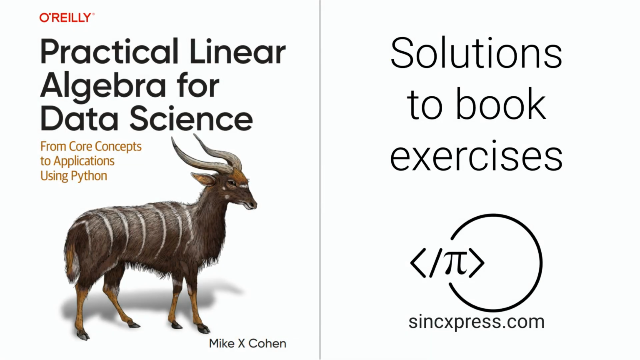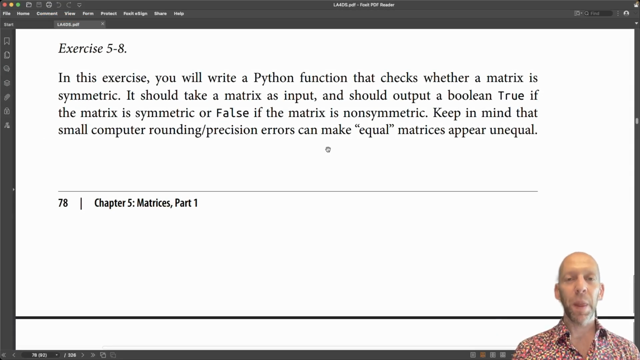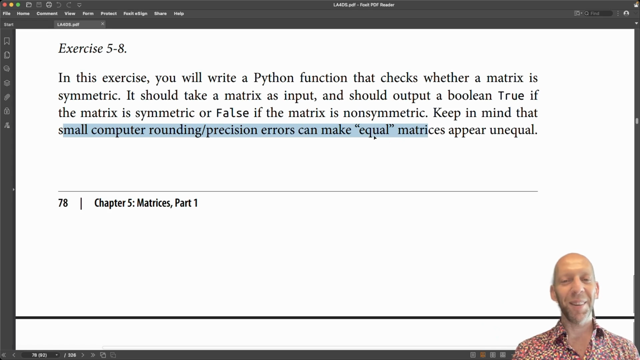The purpose of exercise 8 is to write a Python function that will take a matrix as input and will output a Boolean, so true or false, depending on whether that matrix is symmetric. So it should output true if the matrix is symmetric and false if the matrix is non-symmetric. And of course, keep in mind small computer rounding errors and so on, you know all about this. I've mentioned this several times.